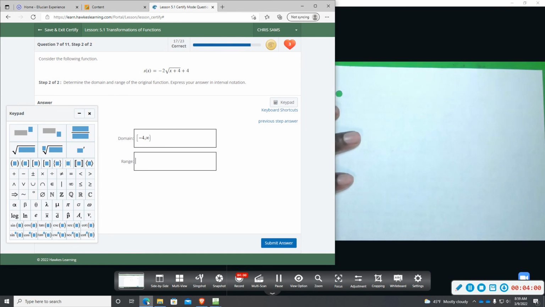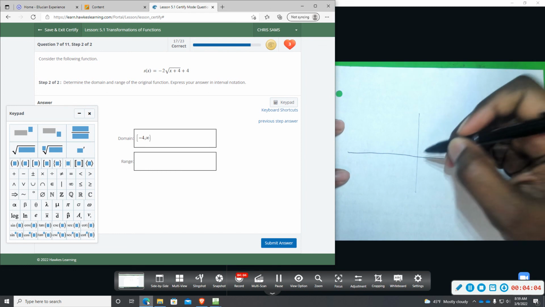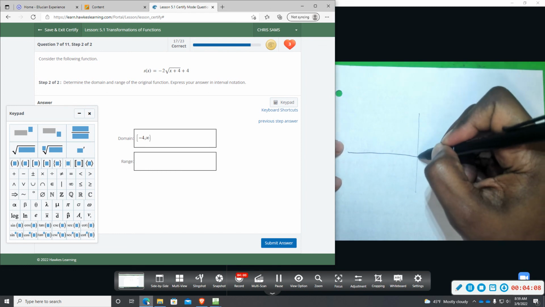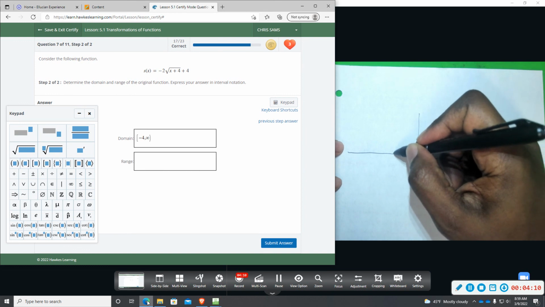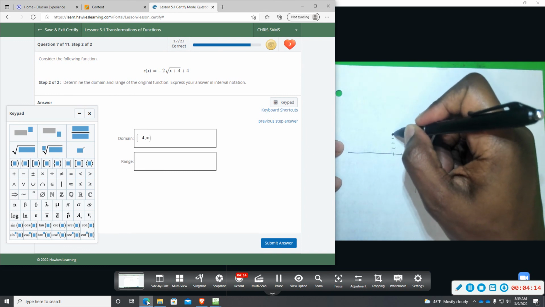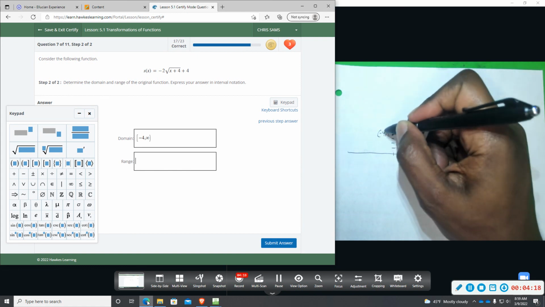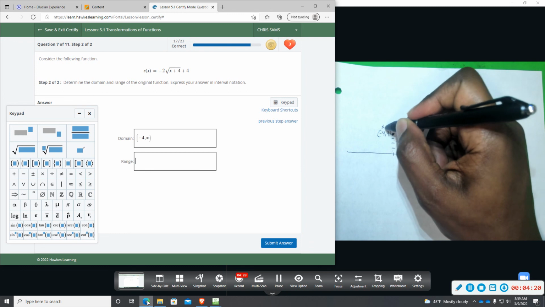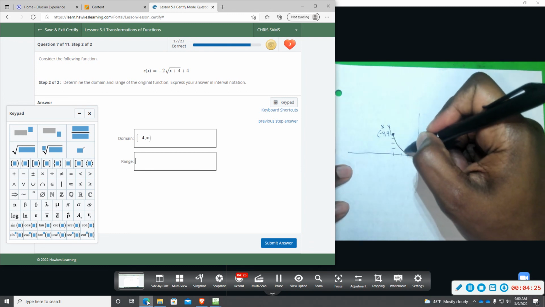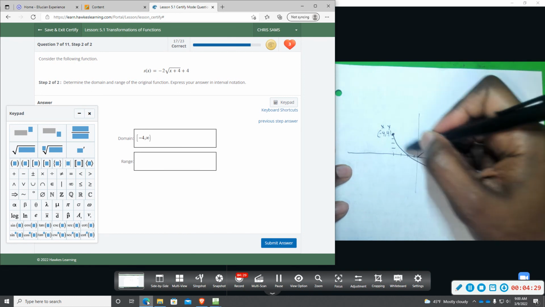So remember, the original parent function started in the middle and just went out like this. However, ours went left 4, 1, 2, 3, 4. It went up 4, 1, 2, 3, 4. So we started on the ordered pair -4, 4. So that's your X and your Y. So that's telling you where your X and Y are starting. And then it got reflected, so it was going downward like this. Okay. So this was our transformation.